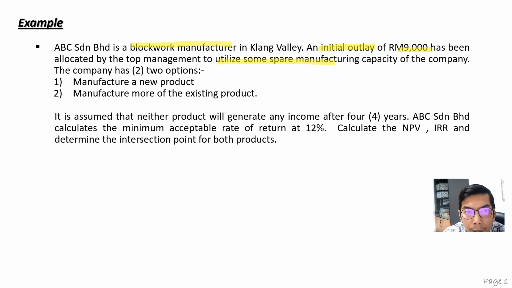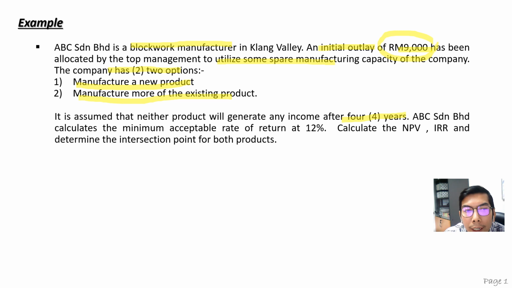In this case, the company has two options: whether they want to manufacture a new product or manufacture more of the existing product based on this 9,000 ringgit. So they have to make a decision based on these two options. It is assumed that the product will generate income after 4 years. Okay, so that's the target period. So 4 years before they can get the profit. They need 4 years to get back their 9,000 ringgit.